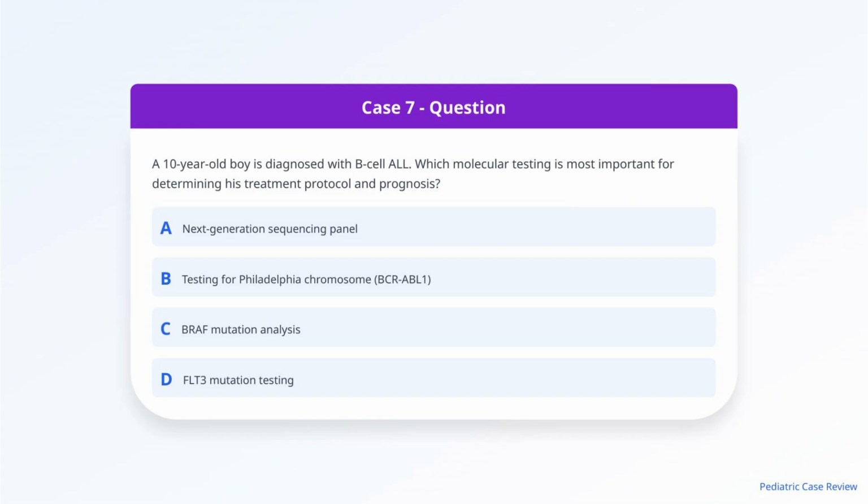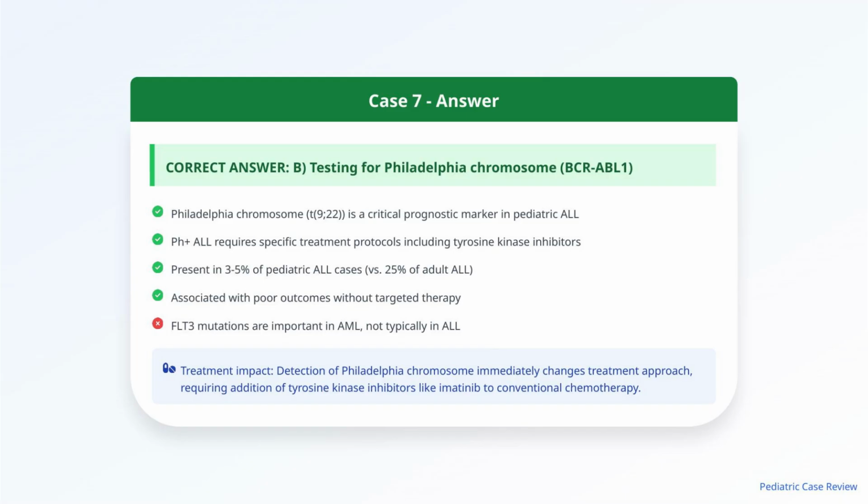A 10-year-old boy is diagnosed with B-cell acute lymphoblastic leukemia. Which molecular testing is most important for determining his treatment protocol and prognosis? A. Next-generation sequencing panel. B. Testing for Philadelphia chromosome, also known as BCR-ABL1. C. BRAF mutation analysis. D. FLT3 mutation testing. The correct answer is B.